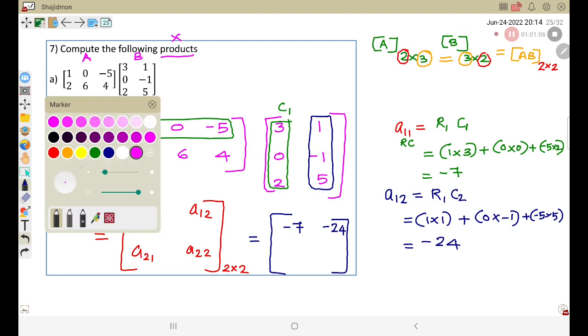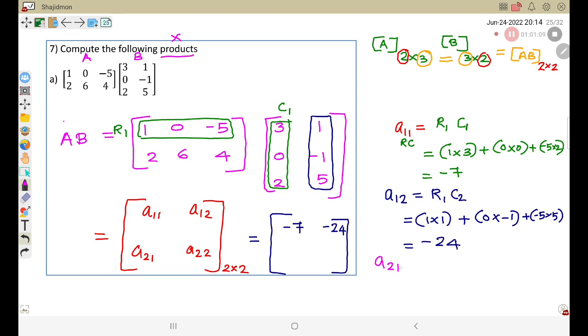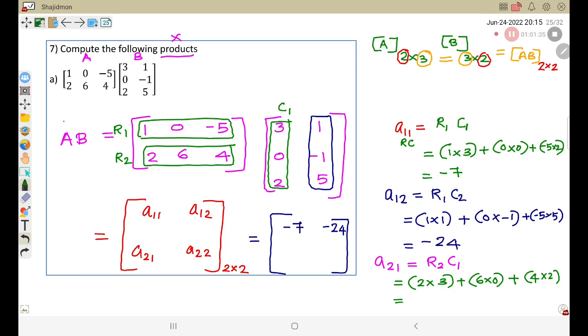Now the third number we calculate the same way. A21 equals second row with column number 1. Now we are going to the second row, row number 2, multiplied with column number 1. So 2 multiply 3, plus 6 multiply 0, plus 4 multiply 2. You can check the calculator. 2 multiply 3 is 6, plus 6 multiply 0 is 0, plus 4 multiply 2 is 8. So you will get 14. We write 14 here.